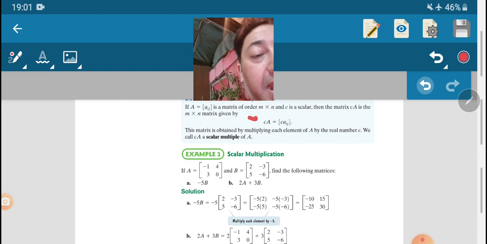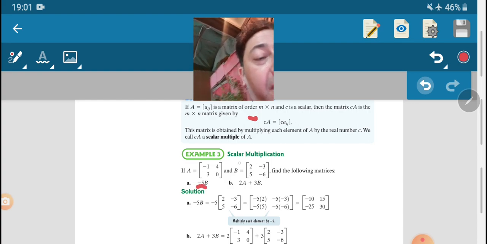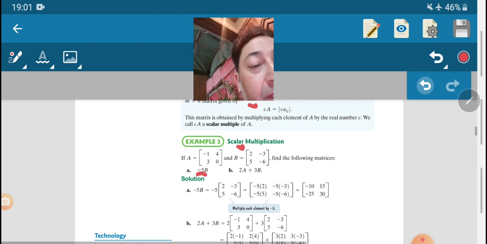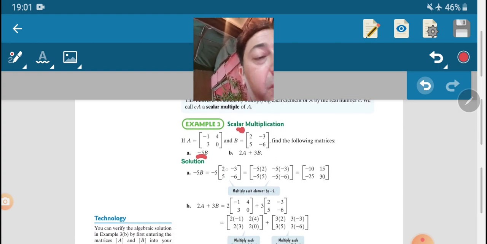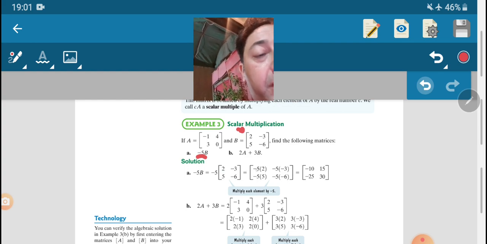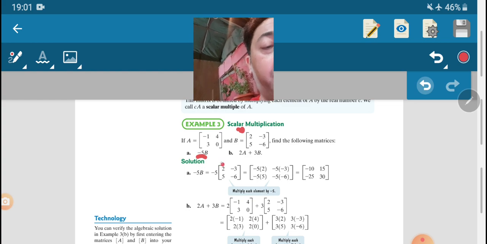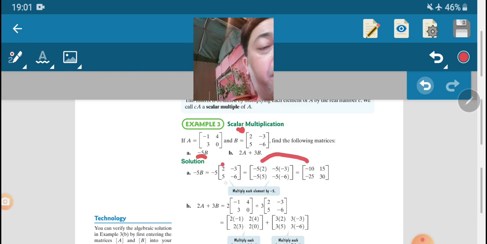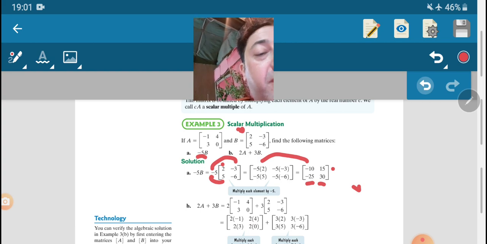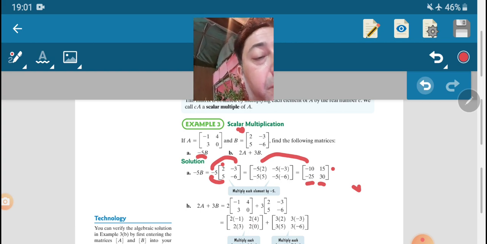How to multiply negative 5B? There is B here. So negative 5 times the matrix B, we multiply negative 5 by each member. For each member, it becomes negative 5 by 2, negative 10, negative 5 by negative 3, 15, negative 5 by 5, and negative 5 by negative 6. So we have another matrix, negative 5 times the first matrix.